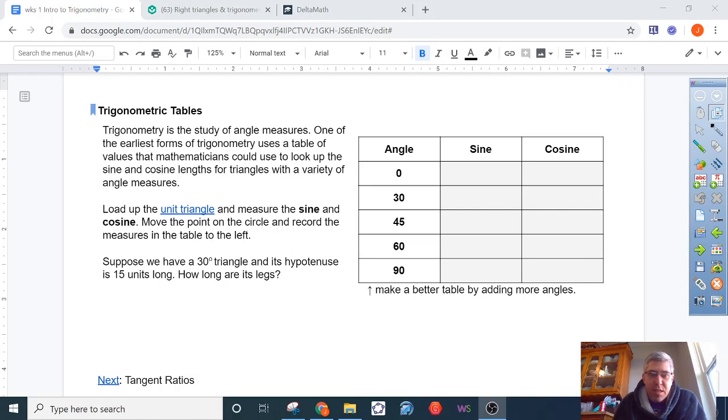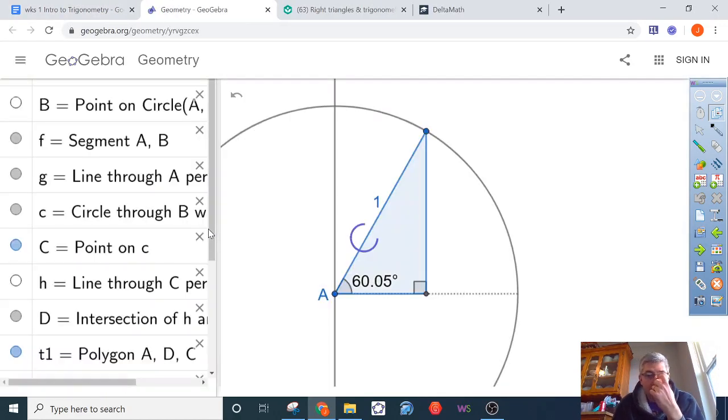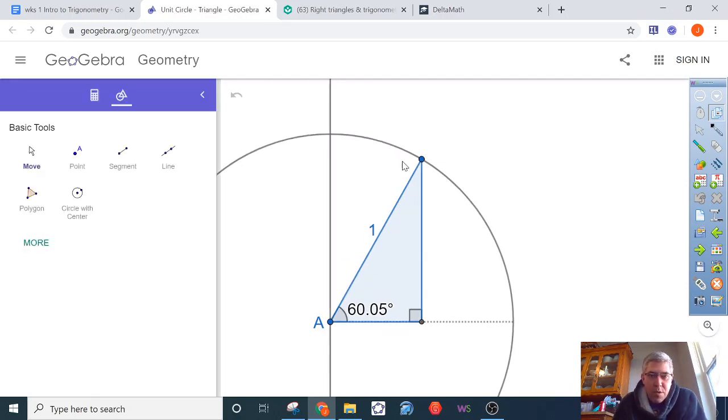And again, the link to this document is provided with this video. So load up the unit triangle. All right, so click on here. All right, bring this guy up. And what we want to do is we're looking for the measures of the sides of this triangle. So we want to click on the sine, and we're going to show its value. All right, and then we're also going to click on the cosine. It's actually going to be really hard to click on the cosine, so we need to hide this guy first.